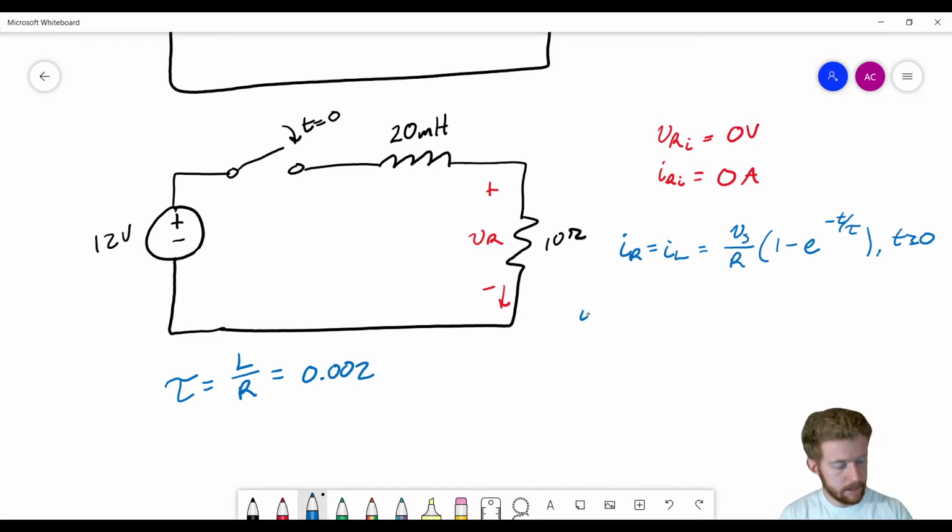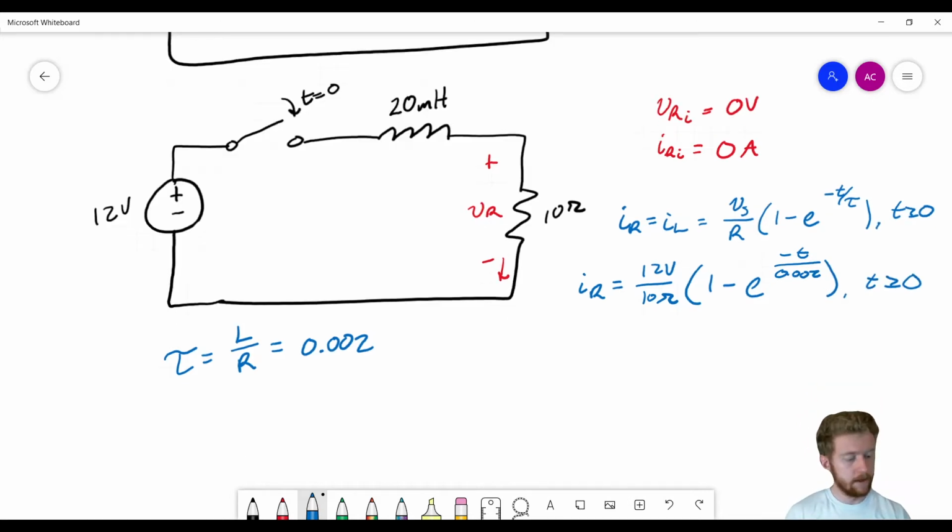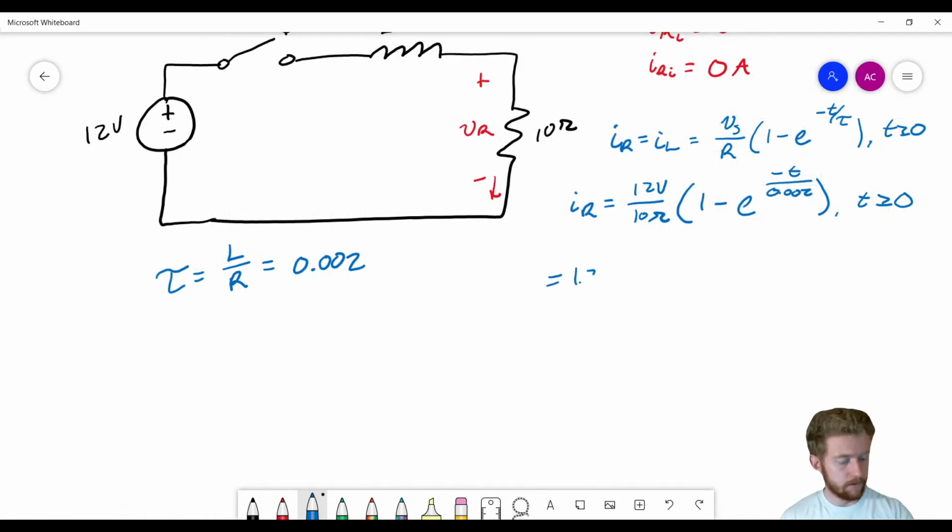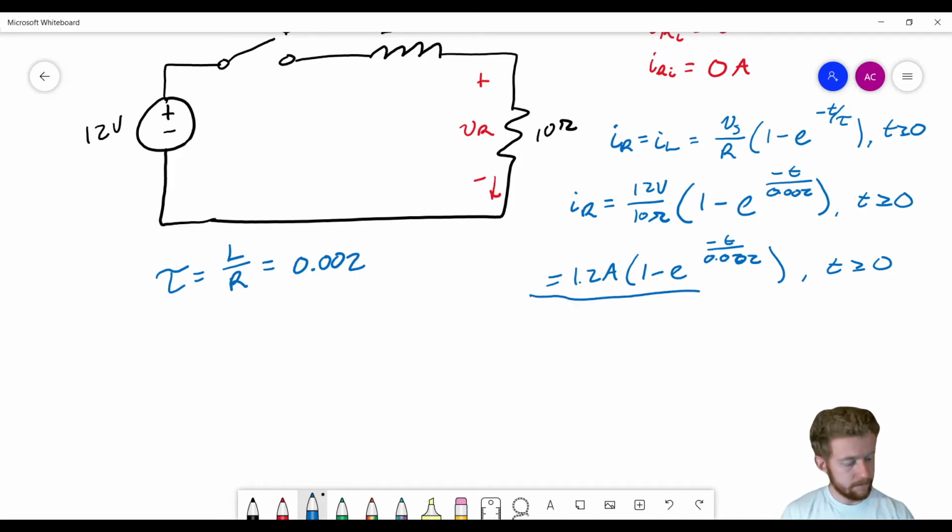So now we can plug this in here. IR is just going to be equal to Vs, which is 12 volts, divided by 10 ohms, and then 1 minus e to the negative t over 0.002 for t greater than or equal to 0. Alrighty, so we can just take this one step further and solve it as 1.2 amps times 1 minus e to the negative t over 0.002. Gotta make sure you keep track of those zeros. So then t greater than or equal to 0.